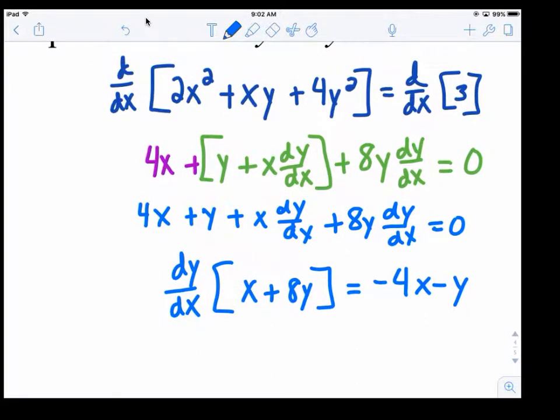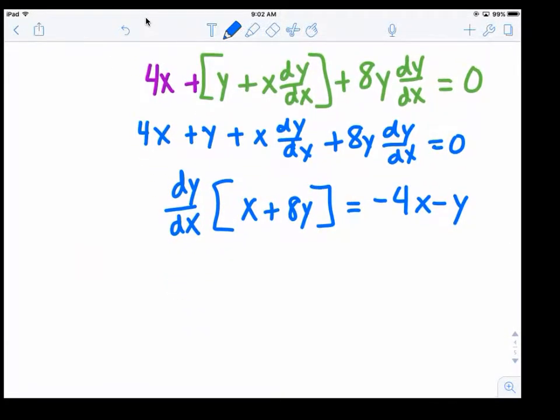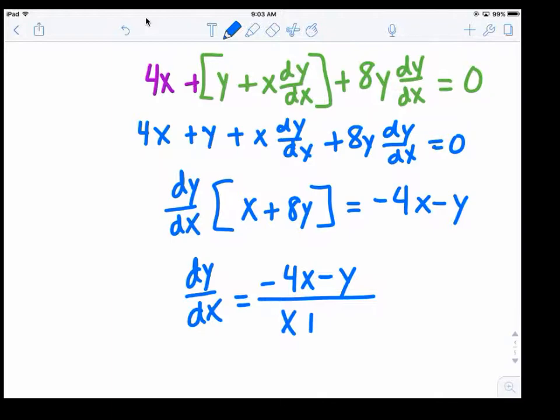All right, so what I did is I subtracted the 4x and the y over, and I left the dy over dx terms on this side, and I just factored out dy over dx. So your dy over dx is equal to negative 4x minus y divided by x plus 8y.